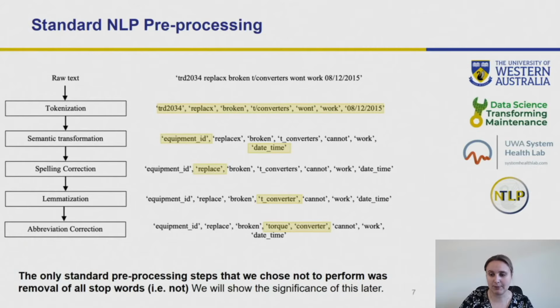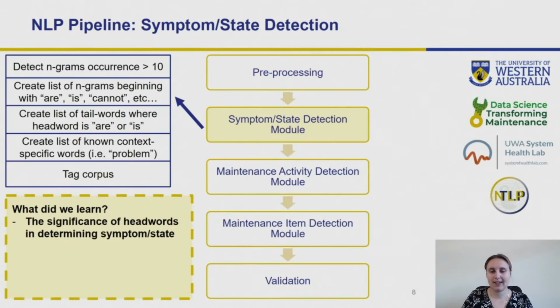Once the data was pre-processed, we could then move on to start detecting named entities. In this work, we decided to tag 3 different named entities that we considered to be valuable in our work orders. These were symptom state, maintenance activity, and maintenance item. The task of tagging each named entity was separated into 3 different modules. Each module was performed sequentially.